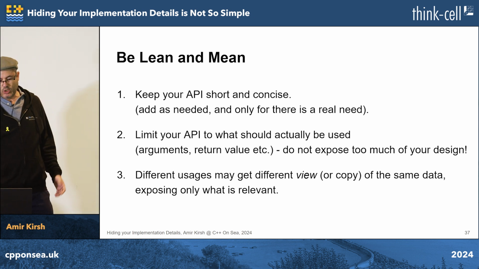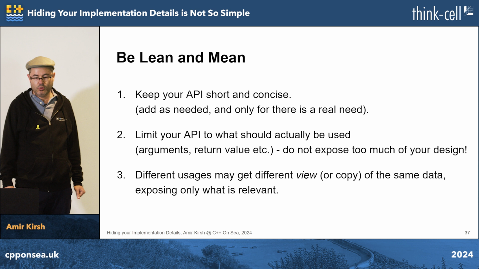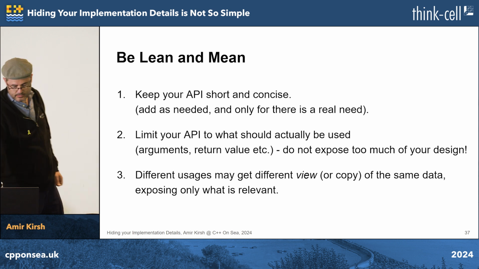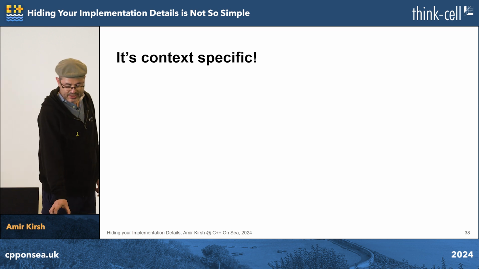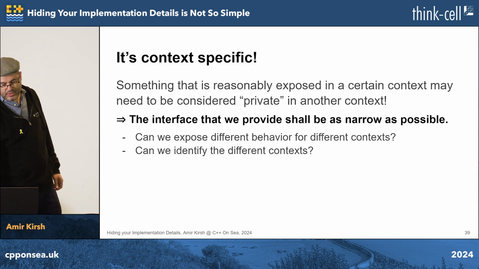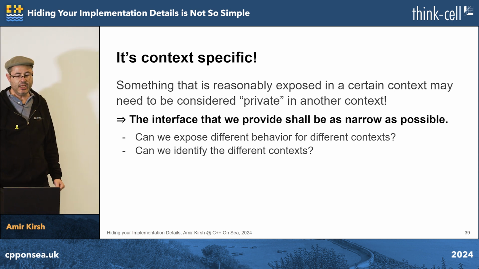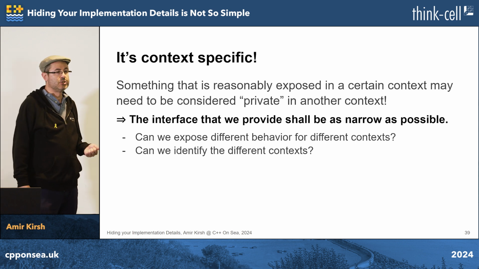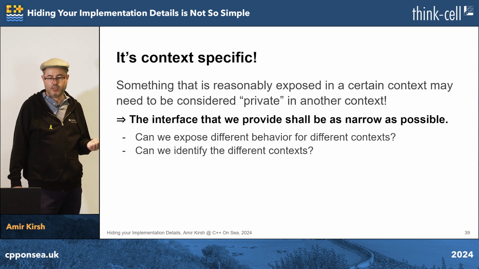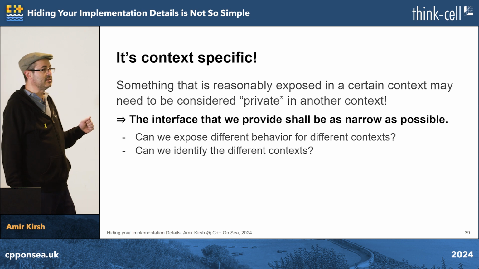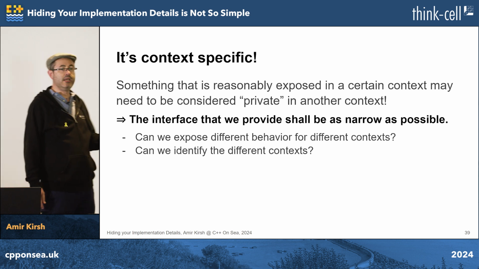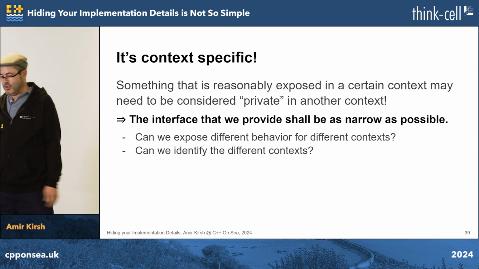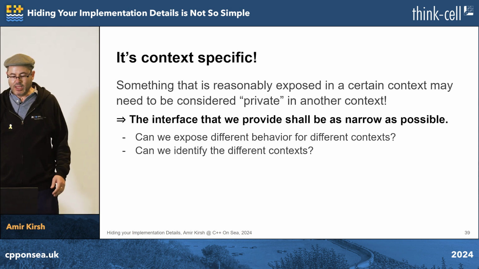Limit your API to what should actually be used. Different users may get a different view or copy of the same data, exposing only what is relevant. It is context specific. Something that is reasonably exposed in a certain context may need to be considered private in another context. The interface that we provide shall be as narrow as possible. Can we expose different behavior for different contexts? Yes, we can. We should, using all the techniques that we have in object-oriented programming: interfaces, wrappers.